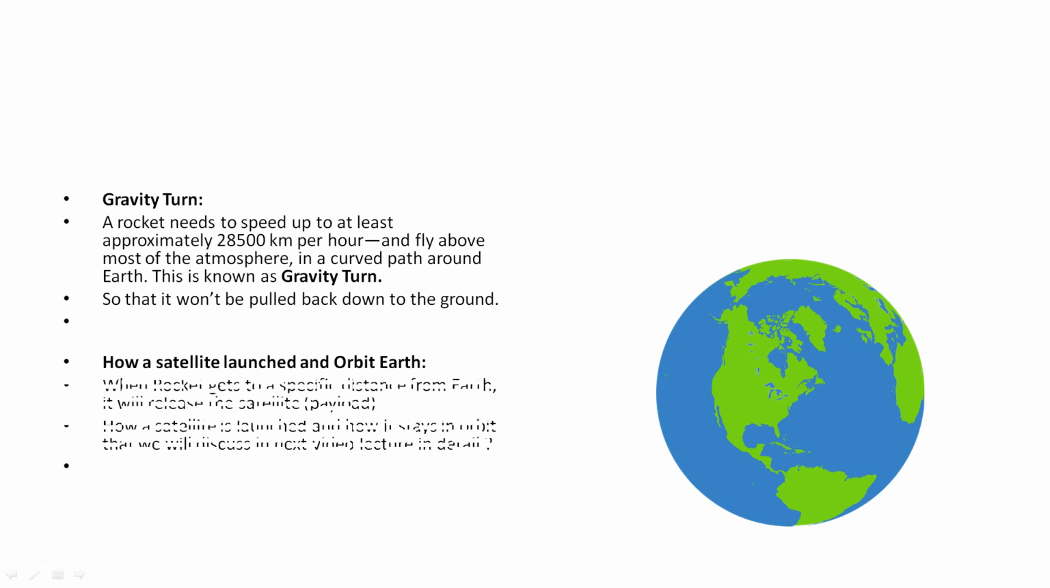Now, how is a satellite launched and how does it orbit Earth? When the rocket gets to a specific distance from Earth, it will release a satellite, that is the payload. How a satellite is launched and how it stays in orbit, we will discuss in the next video lecture in detail.